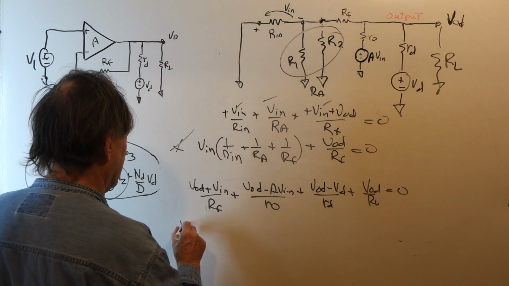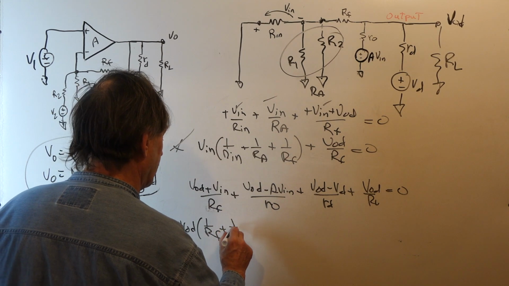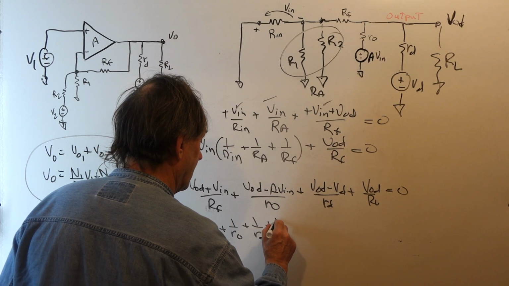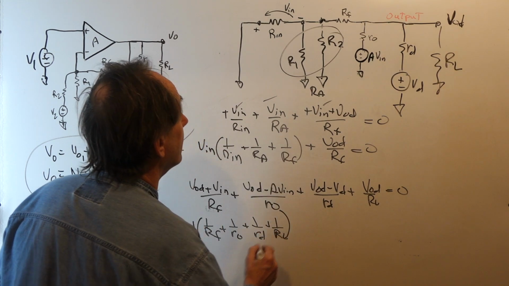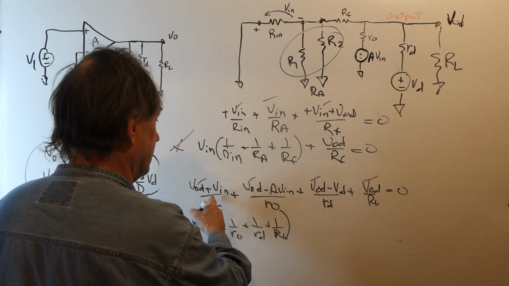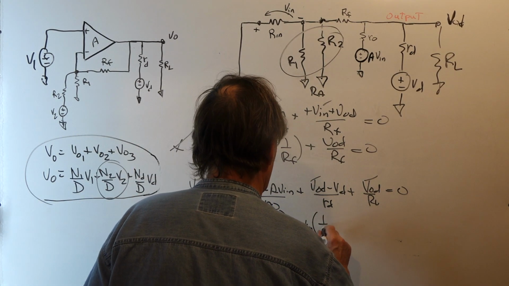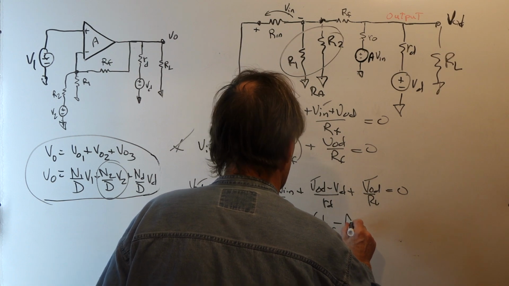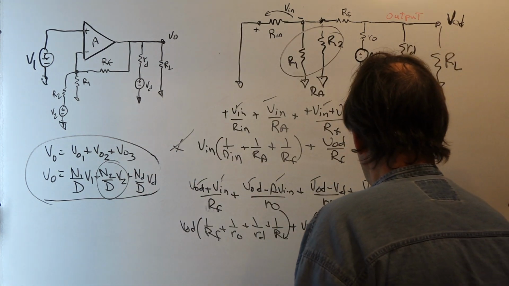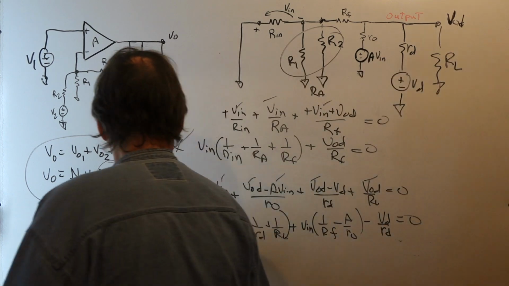Combining like terms, we have VOD times (1 over RF plus 1 over R0 plus 1 over RD plus 1 over RL). That's those three terms. And then we add the Vn times (1 over RF minus A over R0). That's that term and that term. And then minus VD over RD is equal to 0. So that's the other equation.